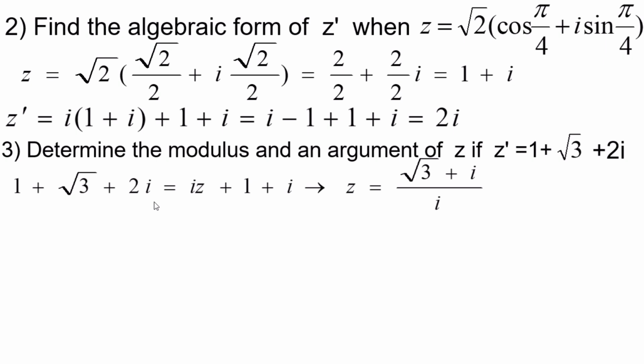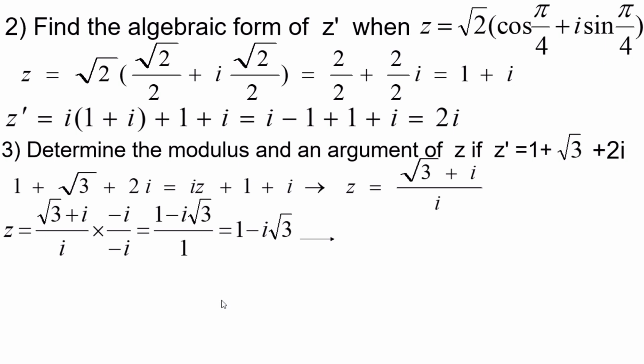Z equals, here 1 cancelled, I to the other side, so we have 2I minus I equals I, radical 3 plus I over I. Z equals radical 3 plus I over I. We multiply by the conjugate, so we get 1 minus radical 3 I.